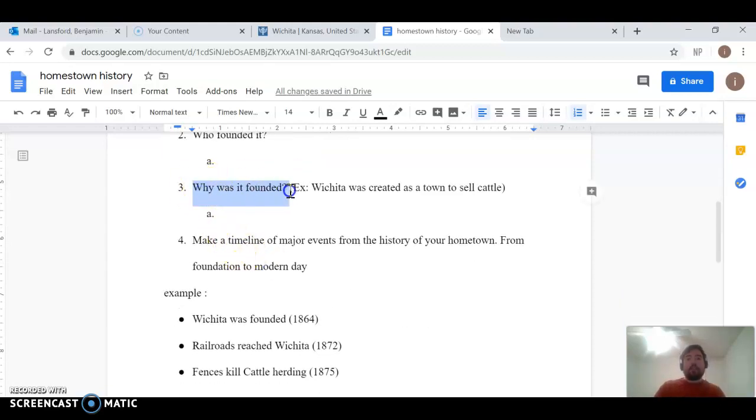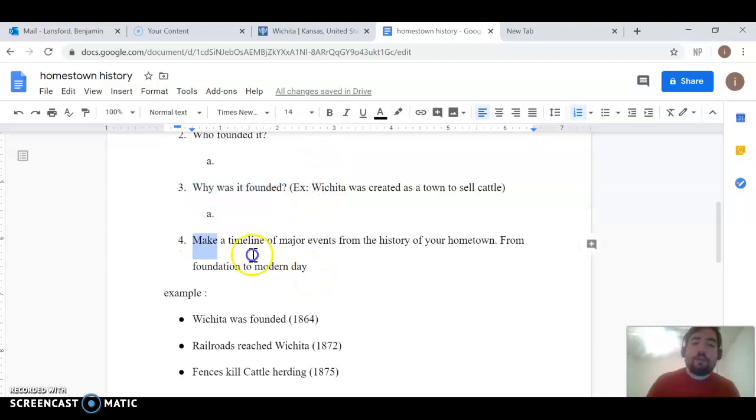Why was it founded? So this is more on the lines of what was the purpose of the town? What brought people there in the first place? So for Wichita, a good example would be it was created to be a cattle town, right? So Wichita was a small little trading post before it was a town, and then the town was established to help sell cattle and bring it to the east, right? Bring it to the East Coast. So something on those lines.